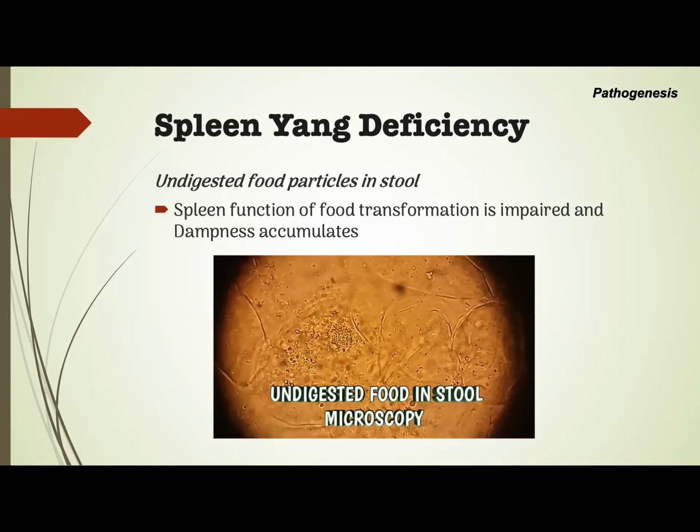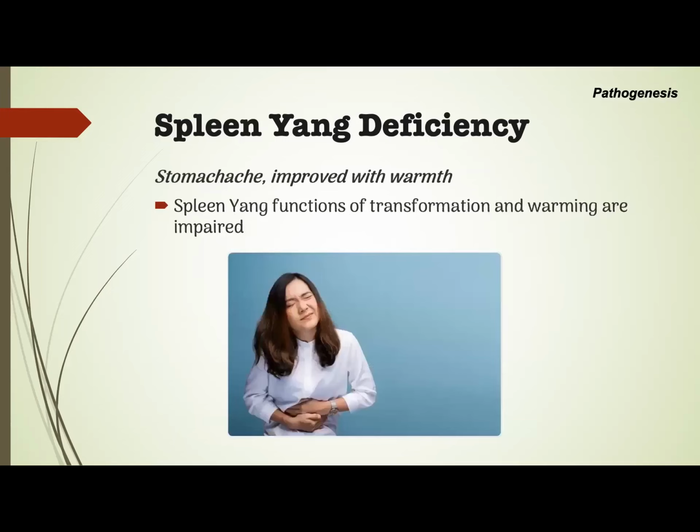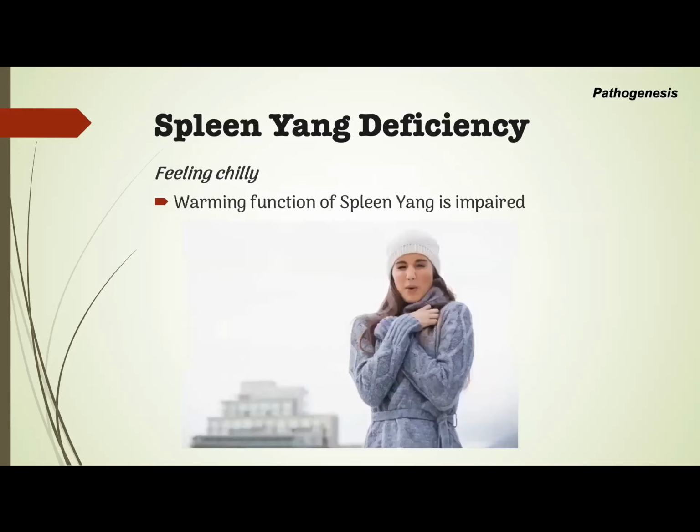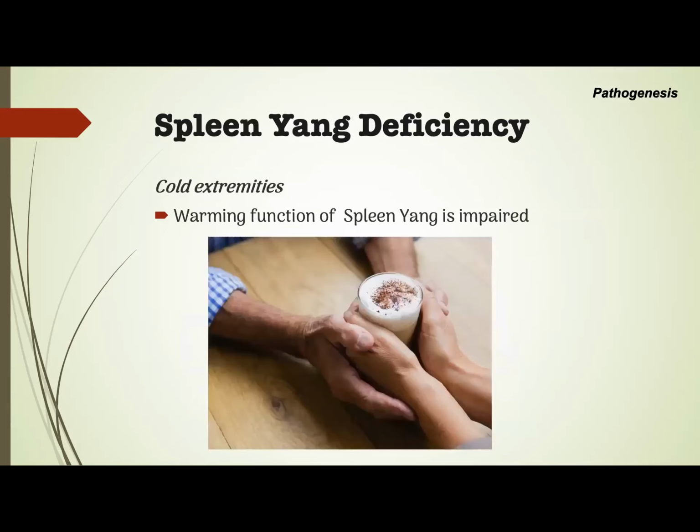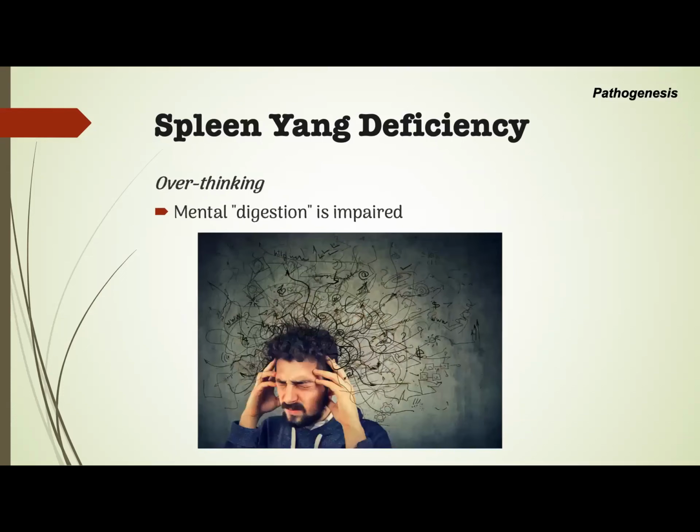Undigested food particles in the stool. Spleen function of food transformation is impaired and dampness accumulates. There is stomach ache, which improves with warmth, which means that the spleen yang functions of transformation and warming are impaired. Feeling chilly. That means there is an impairment of the warming function of spleen yang. Cold extremities, because the warming function of spleen yang is impaired. Overthinking, because of impairment of mental digestion.